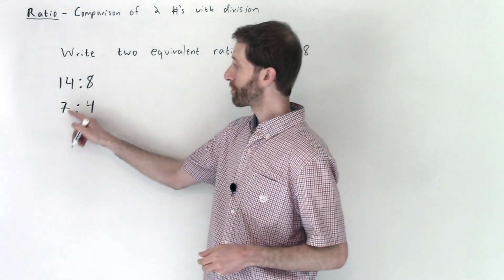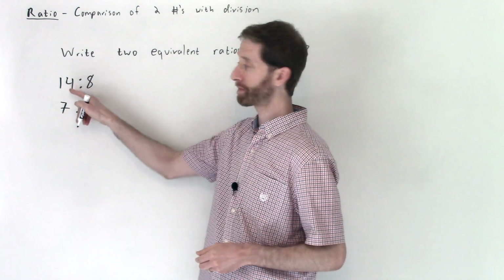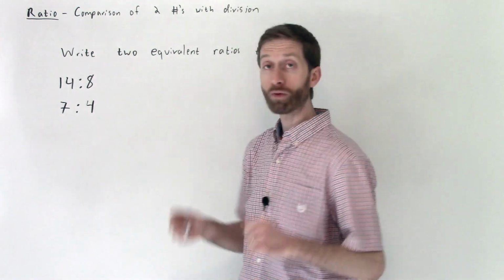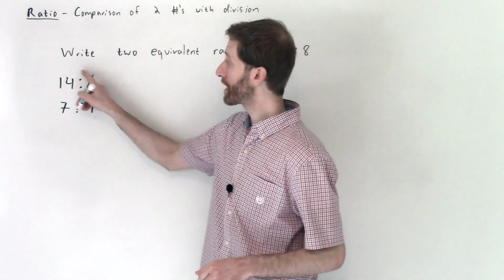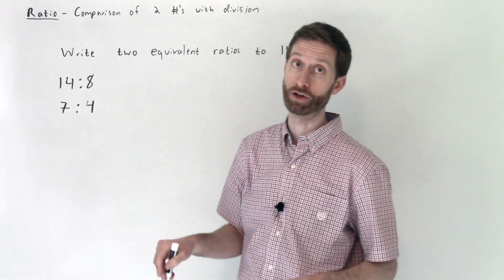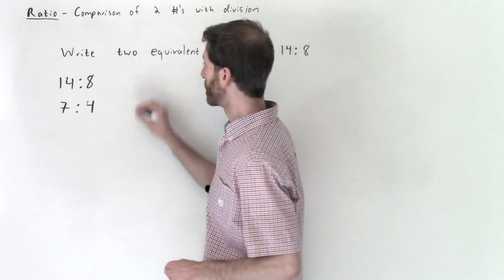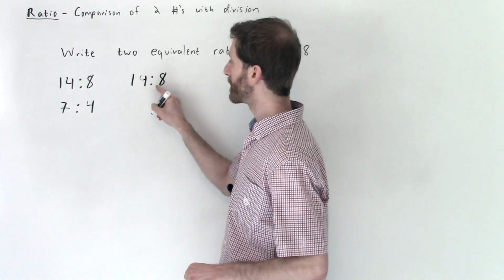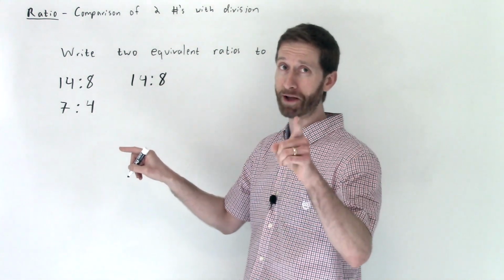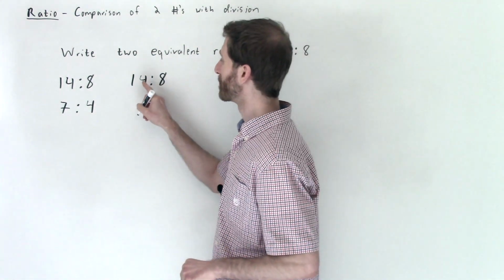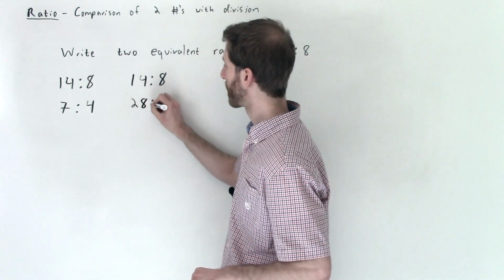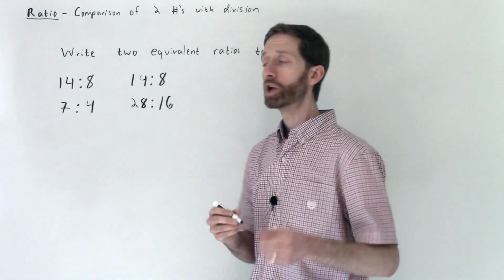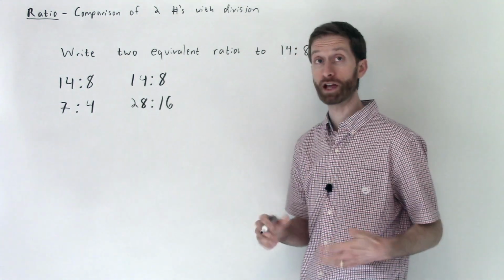Now, that's because 7 parts to 4 parts, when we double it back up, gives us 14 to 8 parts. That's one way to write that equivalent ratio. We could write another equivalent ratio. How about we multiply each of these numbers instead of dividing them by 2? We can multiply each one by 2. So I've got 14 to 8 as the original ratio, and I'm going to multiply each one by 2. So 2 times 14 is 28, and 2 times 8 is 16. Also an equivalent ratio.